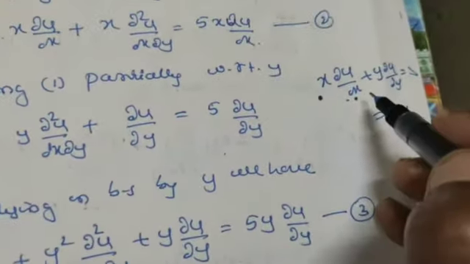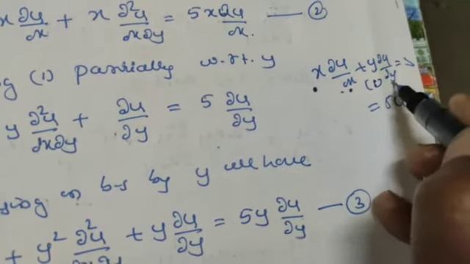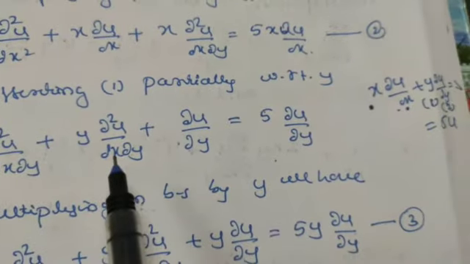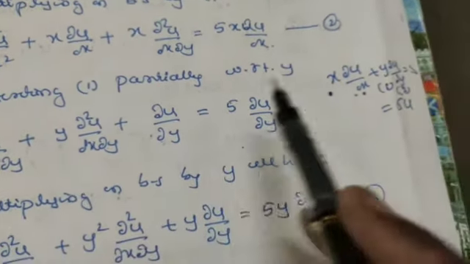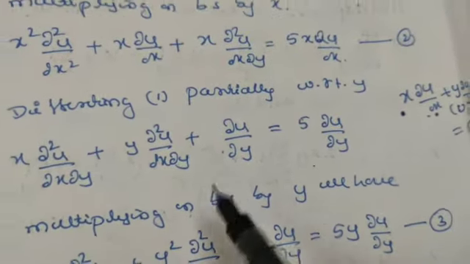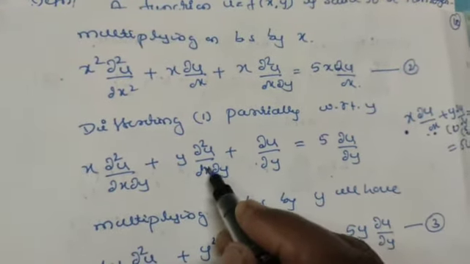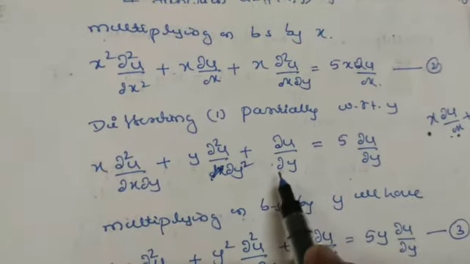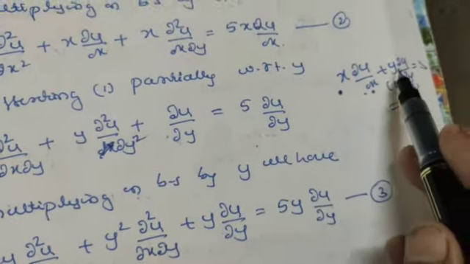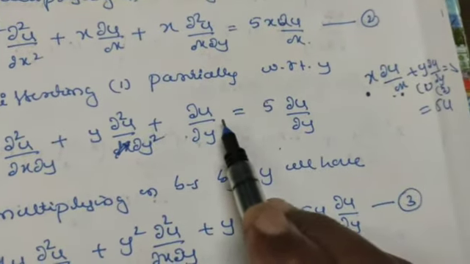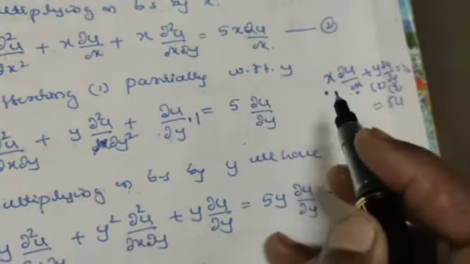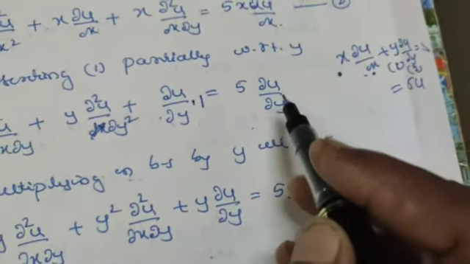here again it is a product of two functions, both are functions of y. So first this y as it is, and the derivative of ∂u/∂y is ∂²u/∂y². This is ∂²u/∂y². Then plus the second function ∂u/∂y as it is, the derivative of y with respect to y is 1, into 1, is equal to 5 into ∂u/∂y.